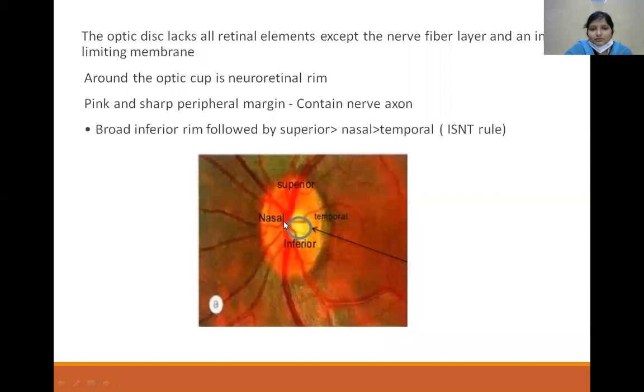So what is this neuroretinal rim? It contains the nerve fiber layer and ganglion cells. So what is the thickness of the neuroretinal rim? It is more broad inferiorly, followed by superior, nasal and temporal.